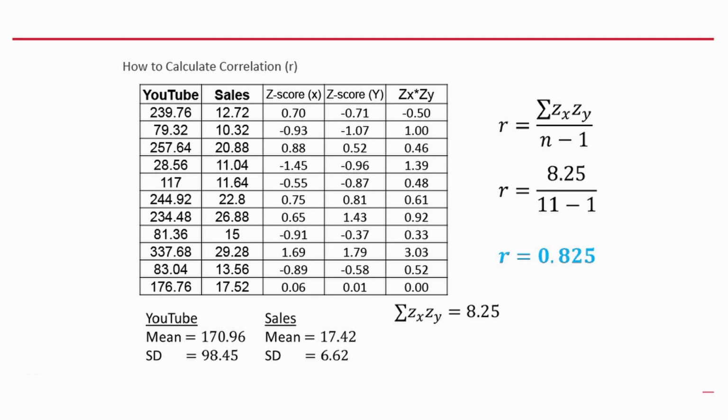So two takeaways: the direction is positive because the number is positive, and it's closer to 1 than it is to 0, so it is relatively strong. And I don't have to say anything more than that, just saying it's strong is plenty enough.